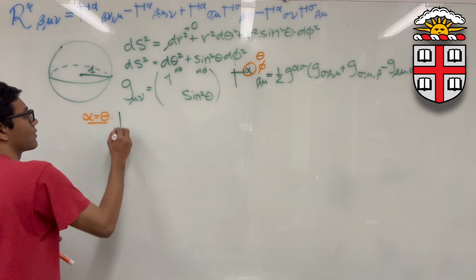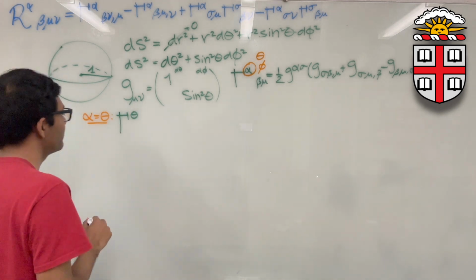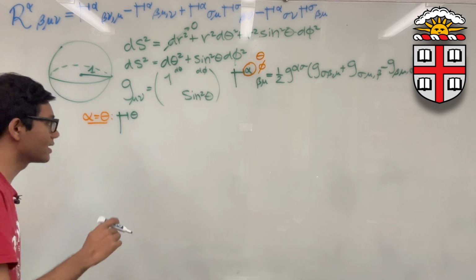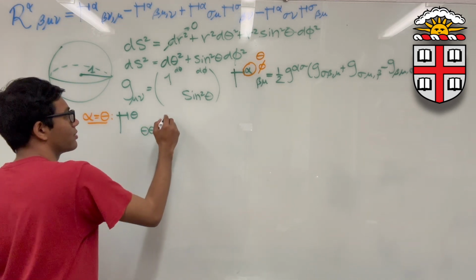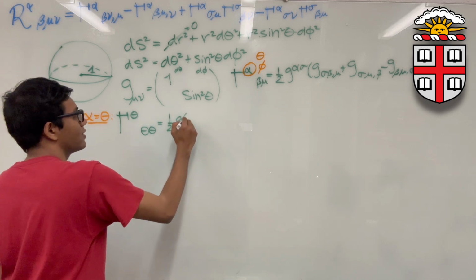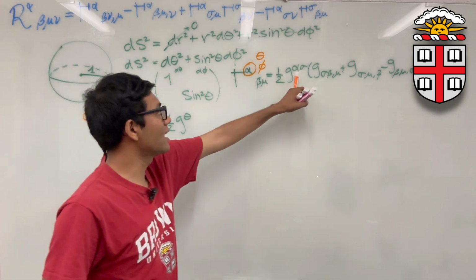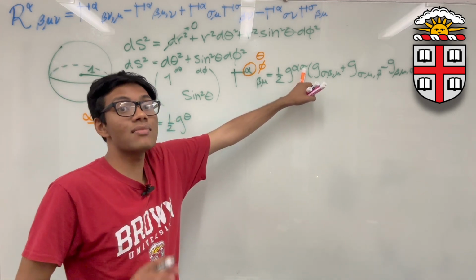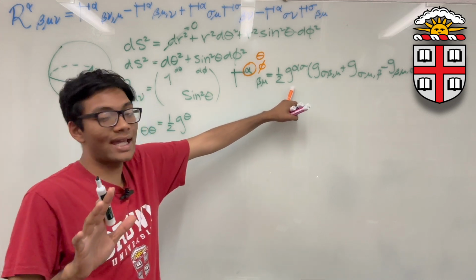So we have the Christoffel symbol of theta, and then we have beta mu. Beta mu can be anything. Let's start off with something basic, say theta theta, just to show you an example. So we have 1/2 g theta. Now, if alpha is theta, sigma must be theta. The dummy variable must be theta because we have a diagonal metric.